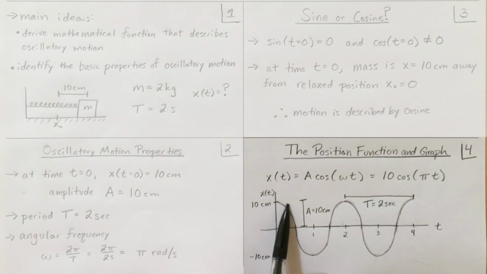at 10 centimeters, and it oscillates from 10 centimeters away from the equilibrium position on one side to 10 centimeters away from the equilibrium position on the other side, and this motion then repeats itself.